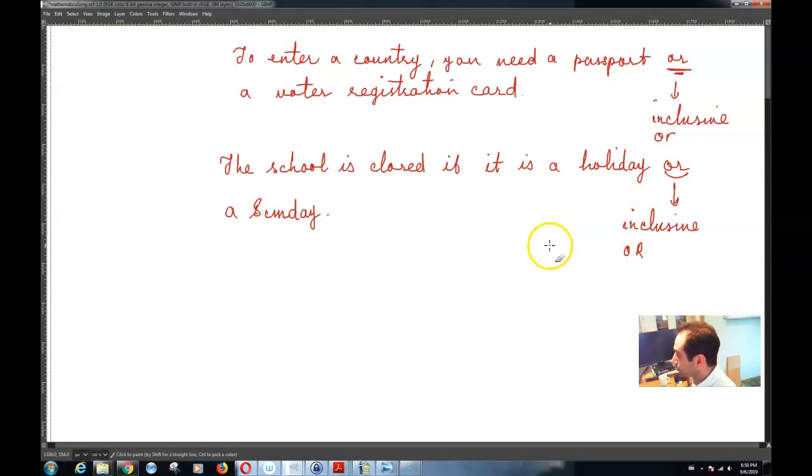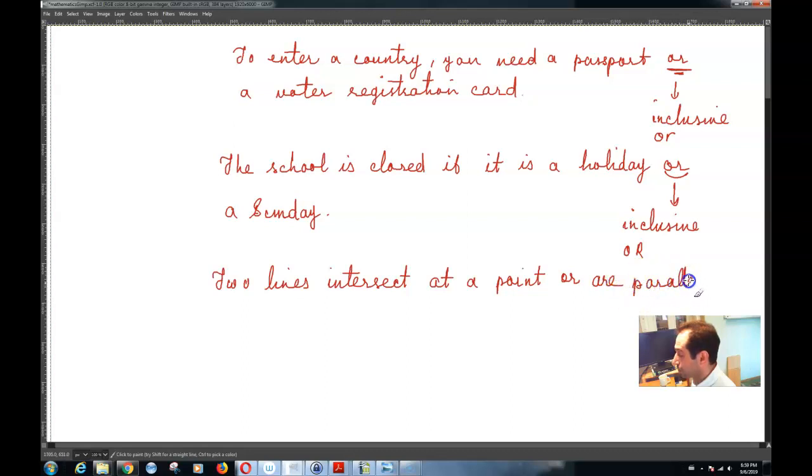basically statement number 3 is two lines intersect at a point or are parallel. Two lines intersect at a point or are parallel. So two lines intersect at a point or are parallel. The or that we have used here is an exclusive or.